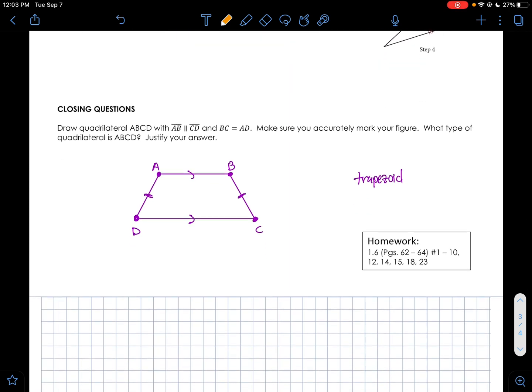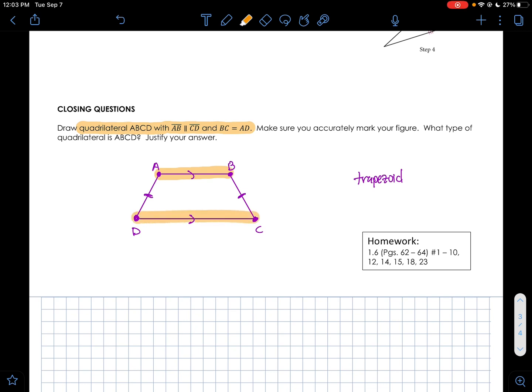The last thing we looked at was an example of the types of problems you'll see on your homework or on a quiz or a test. It's where I describe a quadrilateral to you, and then you need to accurately mark the figure and identify what type of quadrilateral it is. In this example, it says to make quadrilateral ABCD, where AB is parallel to CD and BC is equal to AD. The first thing I started off with was drawing AB and CD.